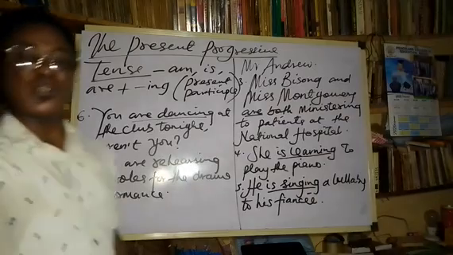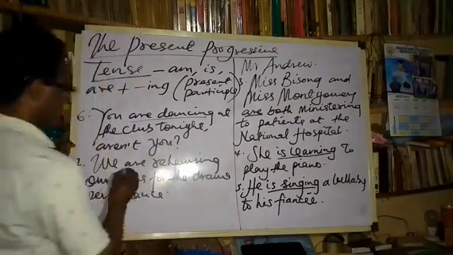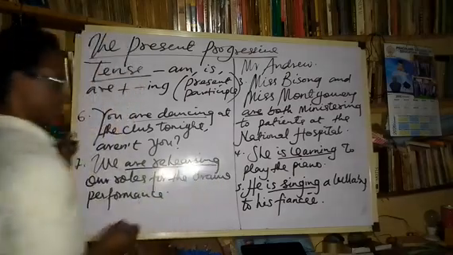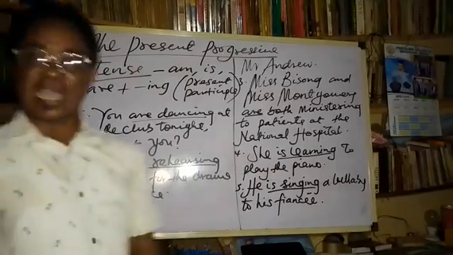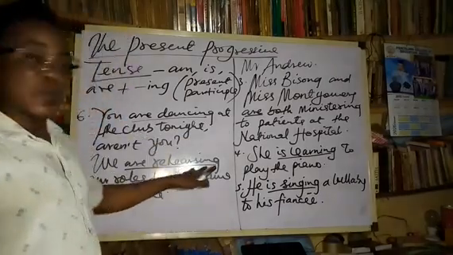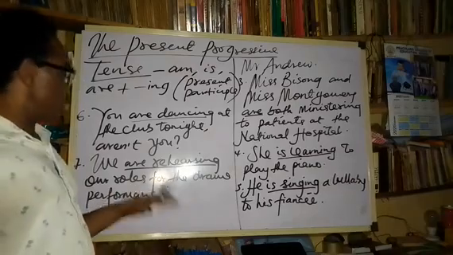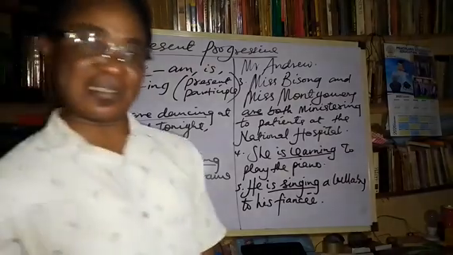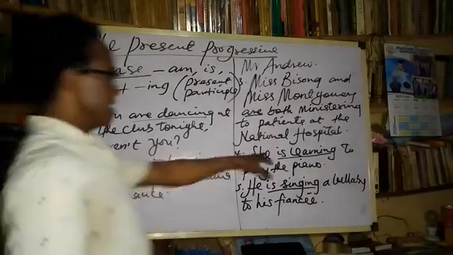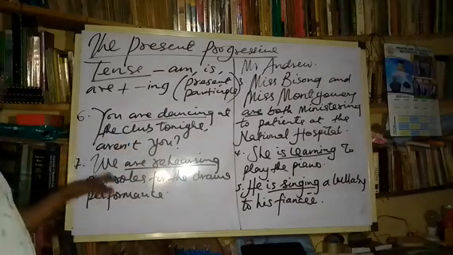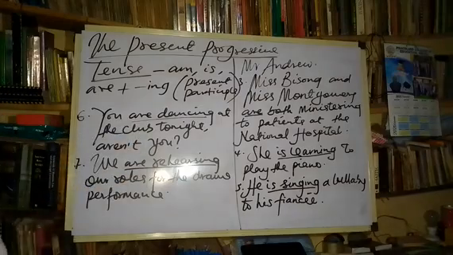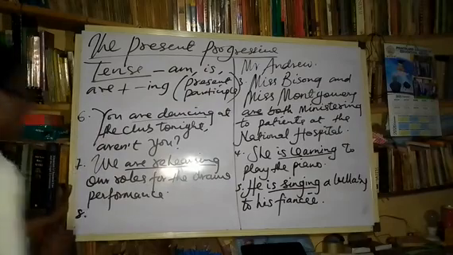Number 7 says, we are rehearsing. You are dancing at the club tonight, aren't you? We are rehearsing our roles for the drama performance. He is, she is. Then the plural form, you are, we are. And they are.